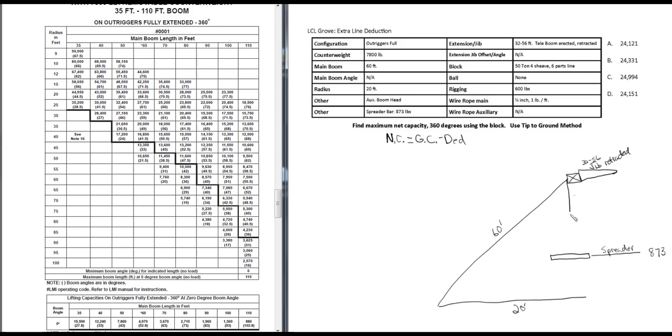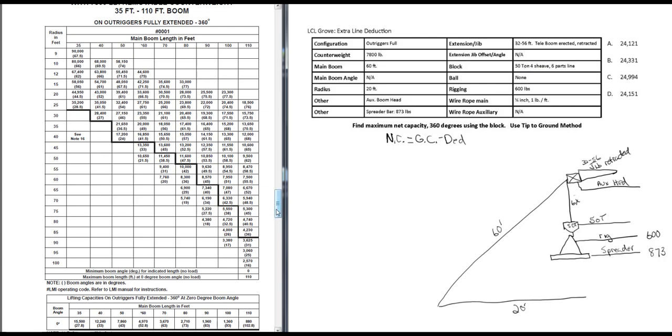Block, we've got a 50 ton block with 6 parts line. Again, 6 parts line. Let's write in our auxiliary head so we don't forget it. An auxiliary boom head is a deduction. We've got 600 pounds of rigging in addition to the spreader bar. Okay, I think we've got all of our deductions accounted for: the auxiliary boom head, the spreader bar, the adjustable jib, the 50 ton block, and the rigging.